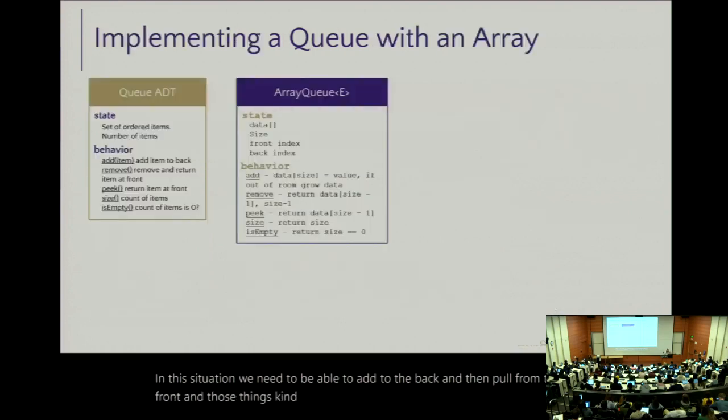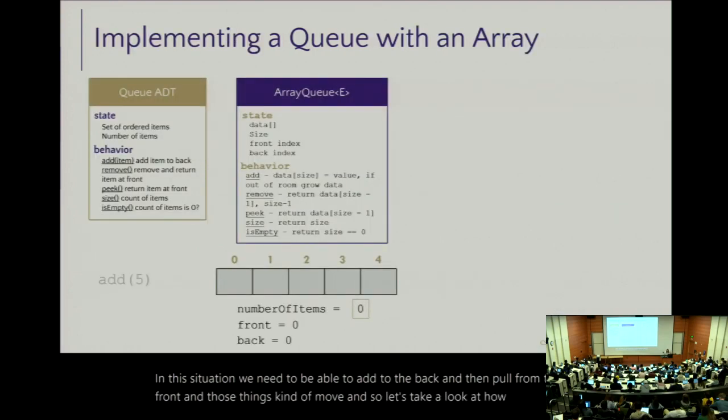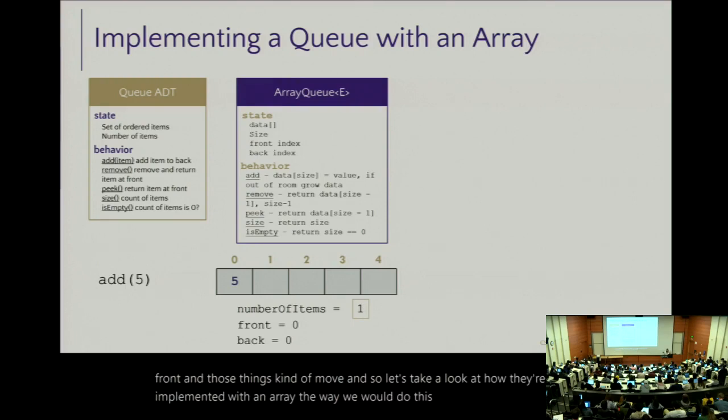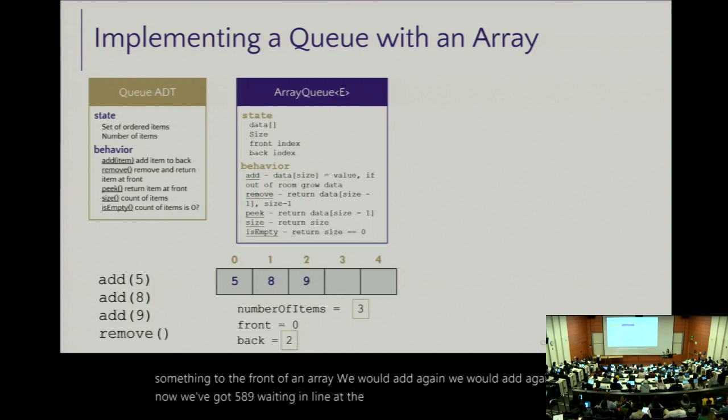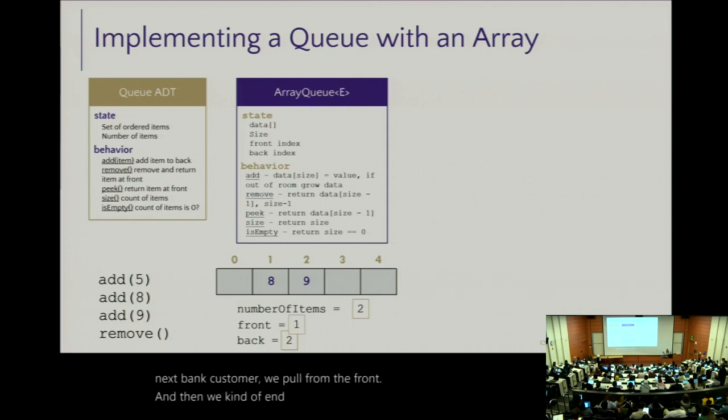And so let's take a look at how they're implemented with an array. The way we would do this is we would say add something to the back of an array. We would add again. We would add again. So now we've got 5, 8, and 9 waiting in line at the bank. When it is time to address the next bank customer, we pull from the front. And then we end up with this unused space that's both at the front and at the back of the array.